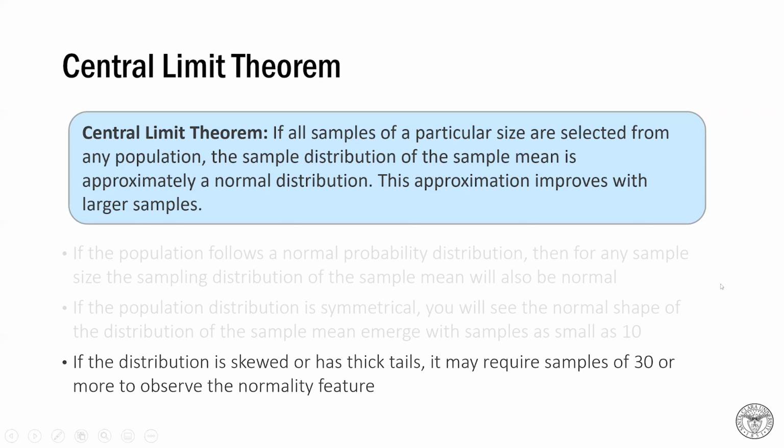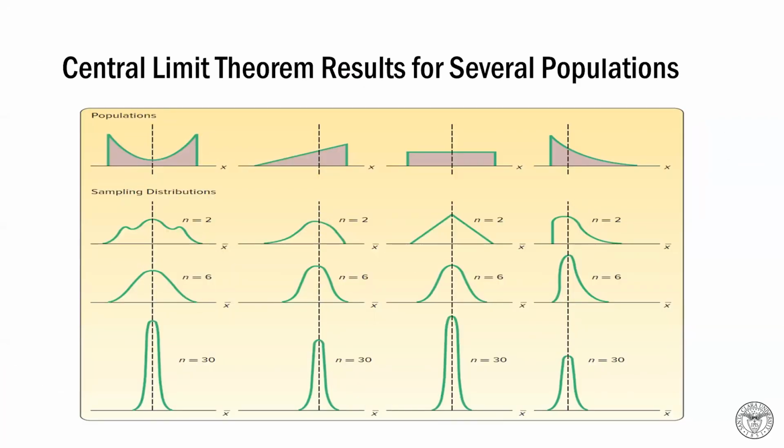of at least 30. For example, at the top of the chart here are 4 different population distributions. Following each of these downward, we observe that the sample distributions appear more normal as sample size increases from 2 to 6 to 30. In other words, we observe the convergence to a normal distribution regardless of the shape of the population distribution.